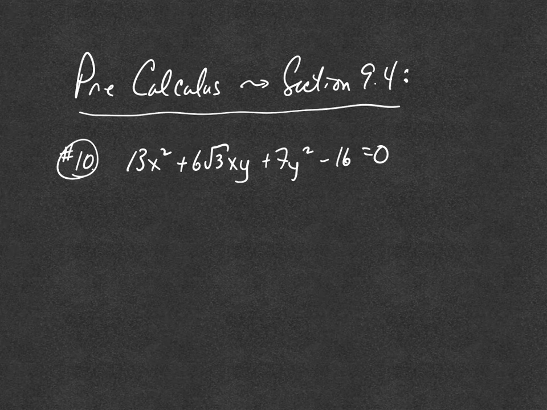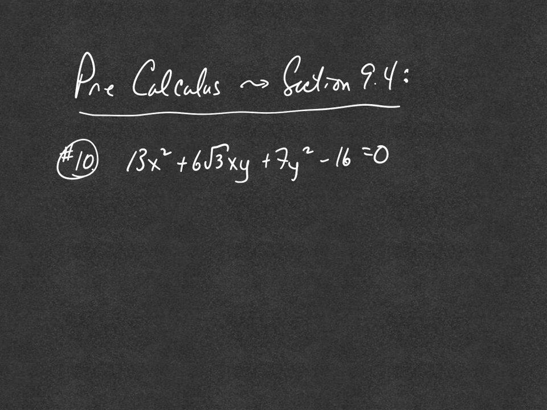All right, let's take care of another example from our assignment of conic sections that are going to get rotated. So here's number 10 from your assignment. The equation is 13x squared plus 6 square roots of 3 xy plus 7y squared minus 16.